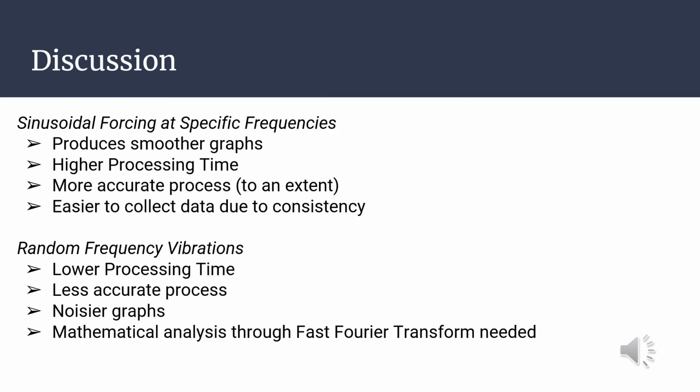As seen in the results, the forcing at specific frequencies produces smoother graphs, whereas the random frequencies have noisier graphs. However, this does mean that there's a higher processing time associated with these specific frequencies, and while the data is accurate at those data points, it is not as accurate for those in between those points, as those data points are essentially a line of best fit.